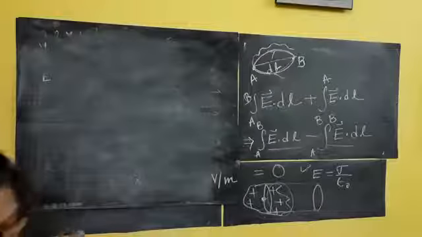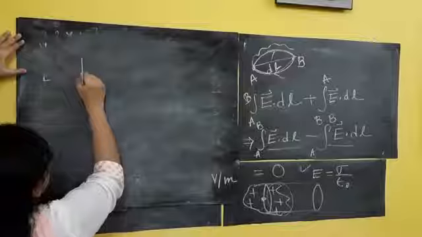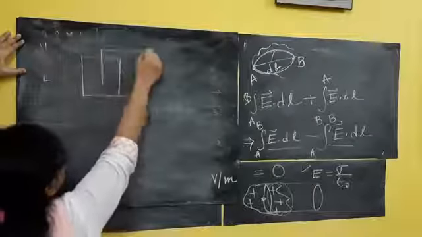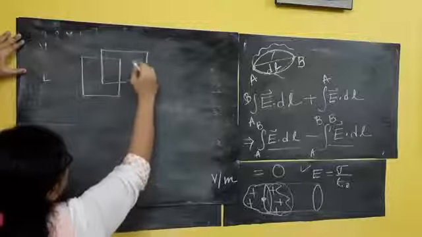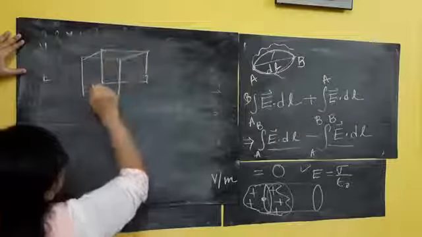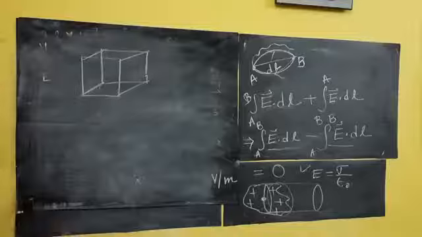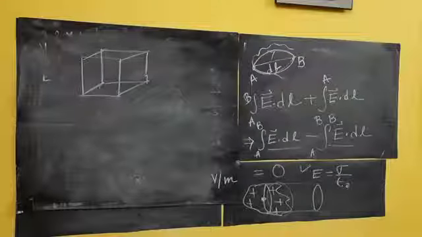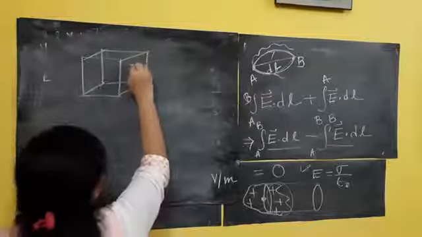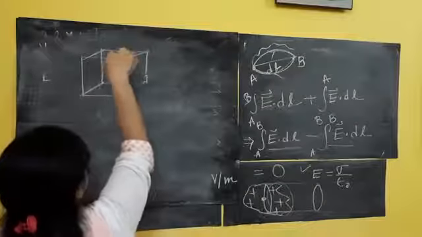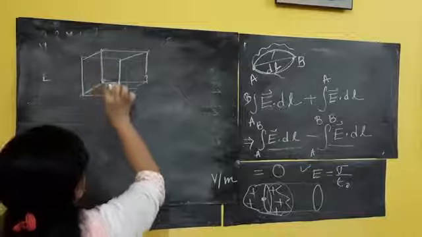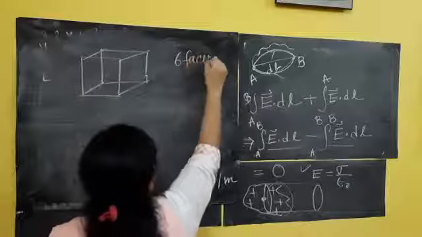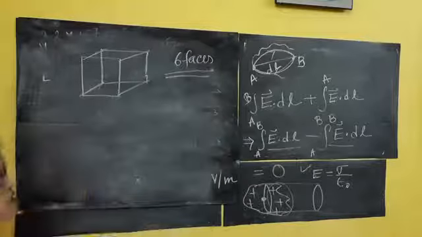Cube means looks like how? This is a cube, no confusion. Now tell me one thing, a cube has how many faces? 1, 2, 3, 4, 5 and 6. So cube has 6 faces. Remember that a cube has 6 faces.